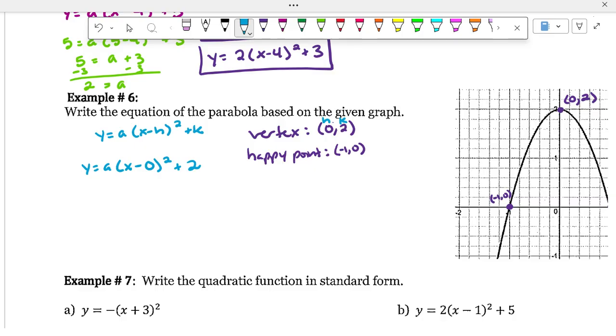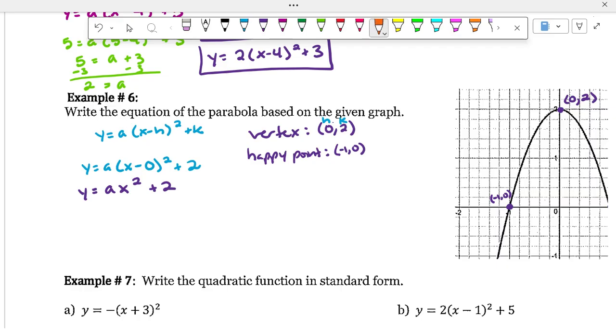Now let's do a little simplifying. What's x minus 0? X minus 0 is just what? Anything minus 0 is always... Guys, what's 1 minus 0? 1. What's 2 minus 0? What's x minus 0? There you go. So I have a times x squared plus 2.